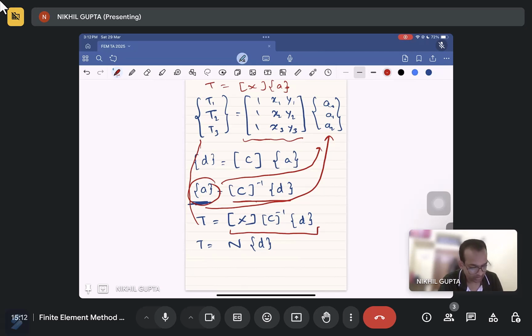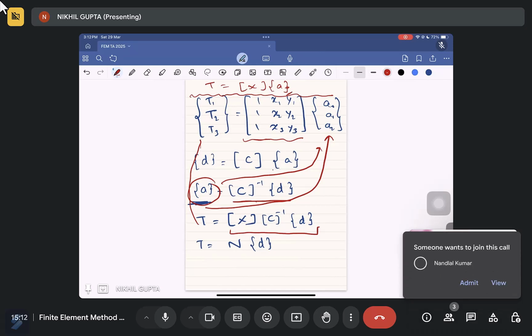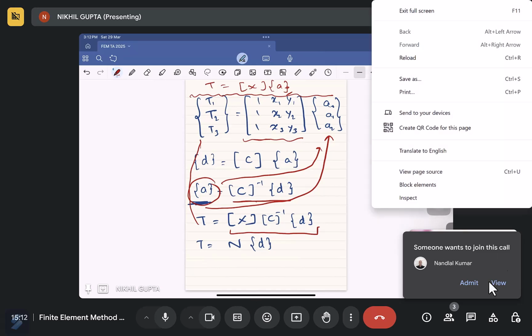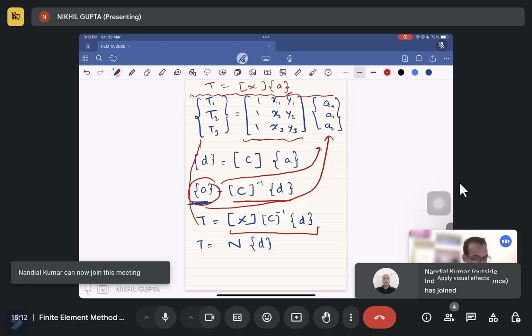No, no. Again, first you are assuming the X as C. Now again you are assuming it as X. So confusing. I'm getting confused. See, this equation is written as T is equal to XA. Is it okay? Okay, fine. Now you have to get the value of A. So how have you got the value of A? You have calculated the value of A as C inverse D.